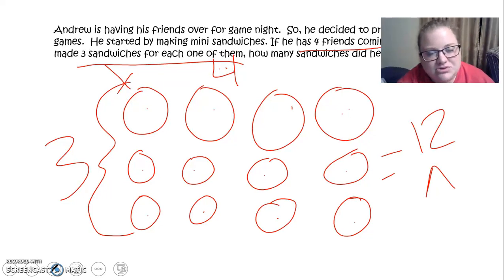So I hope you enjoyed this quick little reminder of what an array is and a little introduction to what an array is, as well as the definition of factors and product. And I hope this helps you in the future with your multiplication knowledge and future lessons.